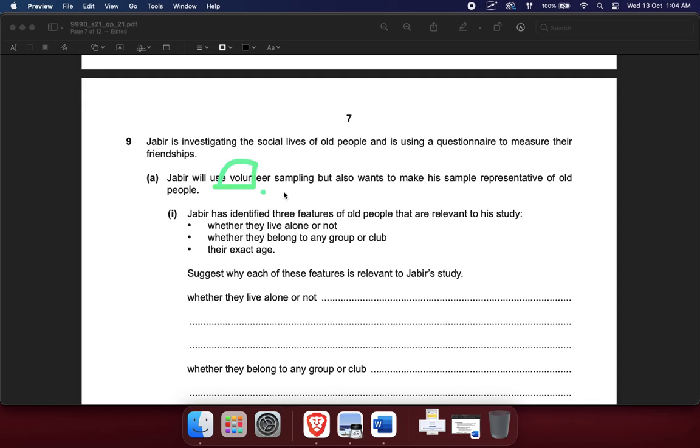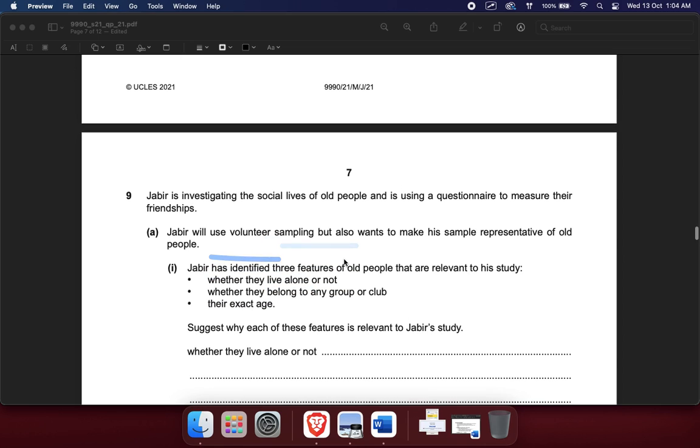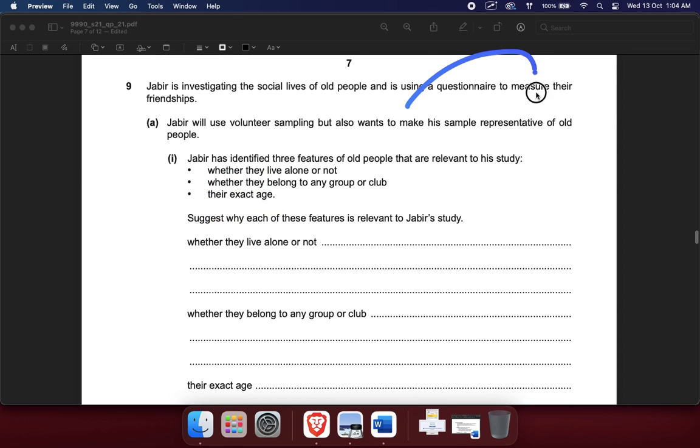So Jaber will use volunteer sampling, but also wants to make sure his sample is representative of old people, right? So he wants to do a study about the lives of old people. How fun, Jaber, right? So he identified 3 features of old people that are relevant to the study: whether they live alone, whether they belong to a group, the exact age. Okay, so this is a question that I've never really come across in A-levels before. It's sort of a funny format. It isn't really testing you on A-levels knowledge. It's, in my opinion, testing a little bit more on things like just common sense, right? Common sense. Why, using your common sense, are these 3 factors relevant to Jaber's study?